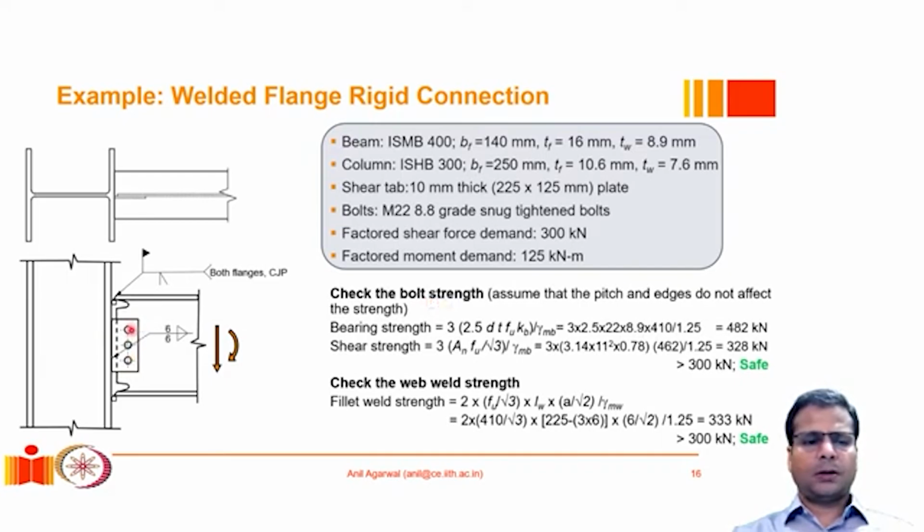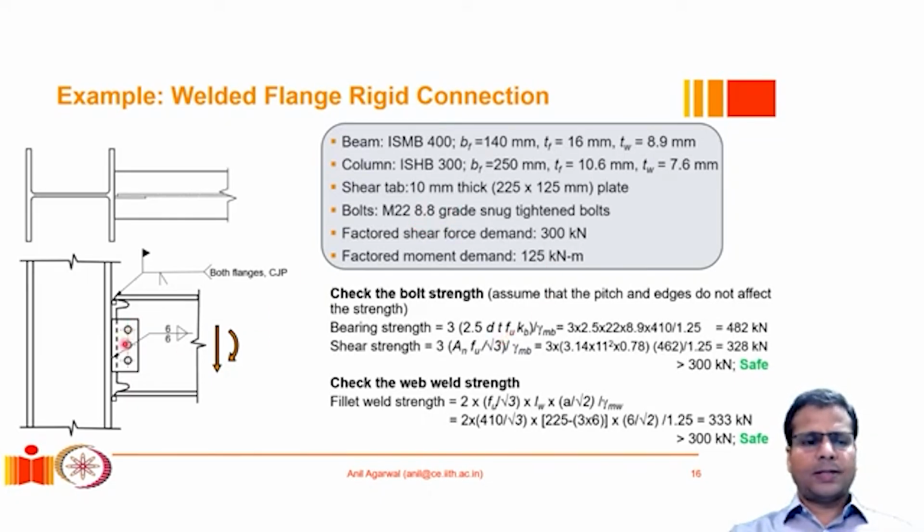There are 3 bearing surfaces between the bolt and the beam web, and there are 3 bearing surfaces between the bolt and the shear plate. Now the shear plate thickness is given as 10 millimeters, but the thickness of the web of the beam was only 8.9 millimeters. And we are assuming here that all these sections are made of Fe 410 type of steel. So its yield stress is 250 MPa and the ultimate stress is 410 MPa. The bolts are 8.8 grade bolts.